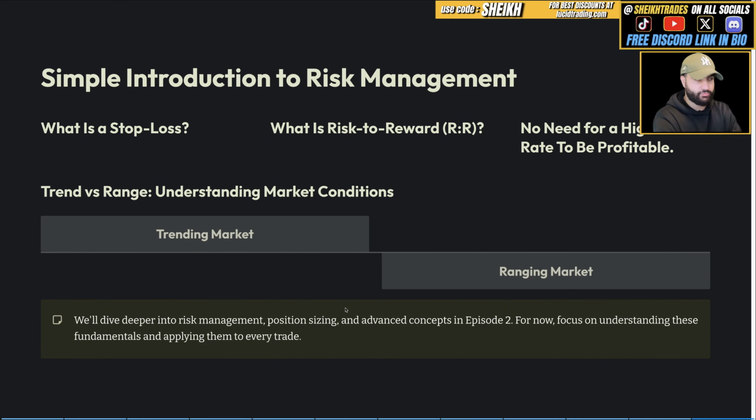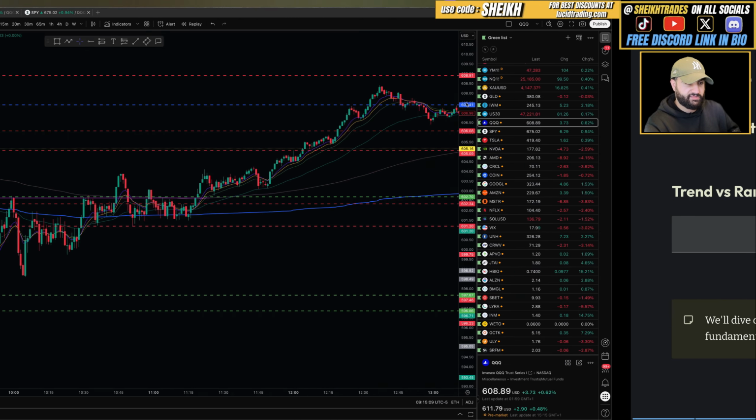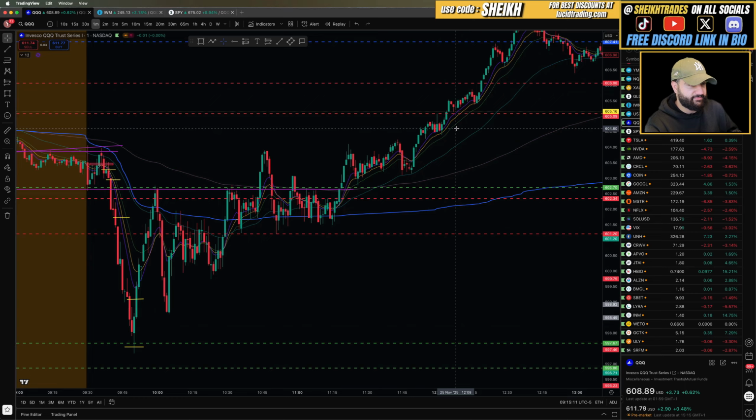Simple introduction to risk management. What is risk management, you could say? What is a stop loss? A stop loss is where you call it quits on the trade. If you're in a trade and let's say you're buying QQQ right here at 604.73 and I'm long, I should know which level.